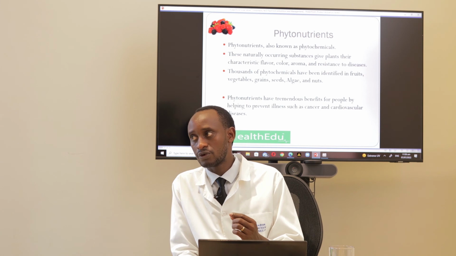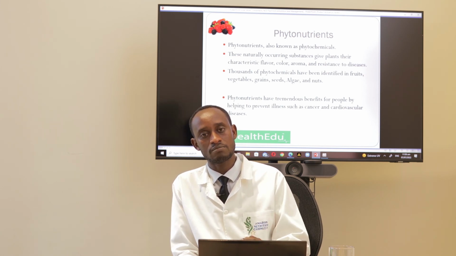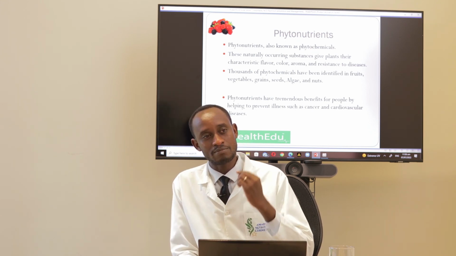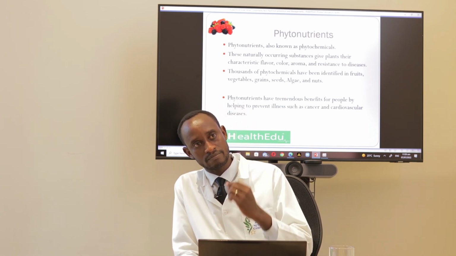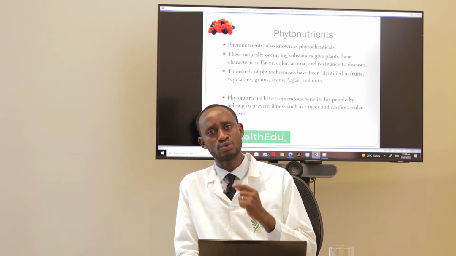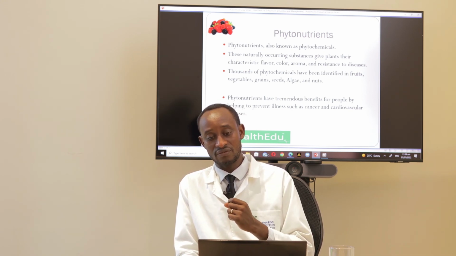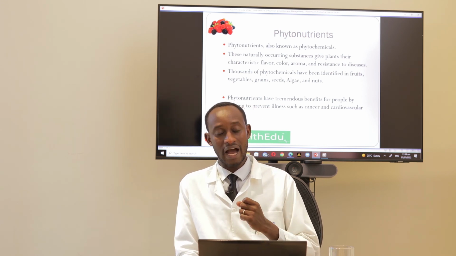For the food to have that particular odor, that particular smell, that particular flavor, there is a nutrient behind that flavor. There is a nutrient behind that smell. There is a nutrient behind that color. So these are called phytonutrients. Thousands of phytochemicals have been identified in fruits, vegetables, grains, seeds, algae, and nuts.